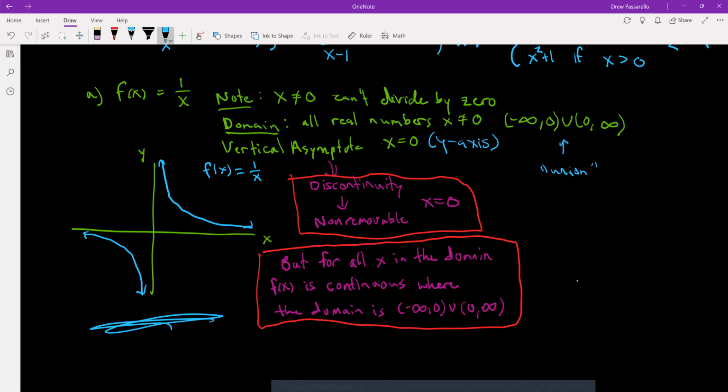In the last video, we talked about continuity and discontinuity. The vertical asymptote is a discontinuity, and it's non-removable. So there's a non-removable discontinuity at x equals 0. But for all x in the domain, the function is continuous. There are no holes or gaps anywhere in the blue graph for its domain, since the domain does not include 0. And that's how I would discuss the continuity of that function.